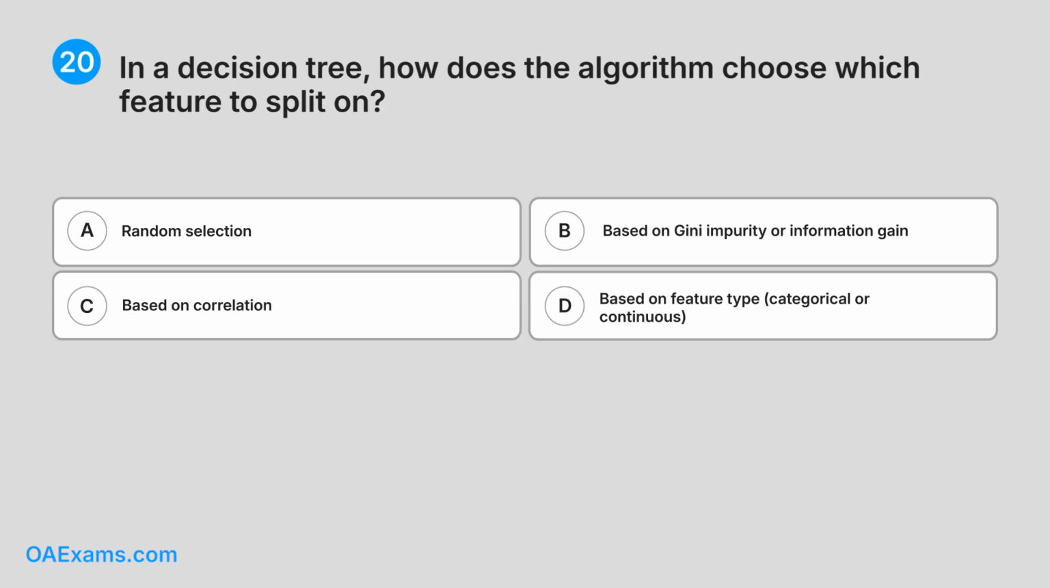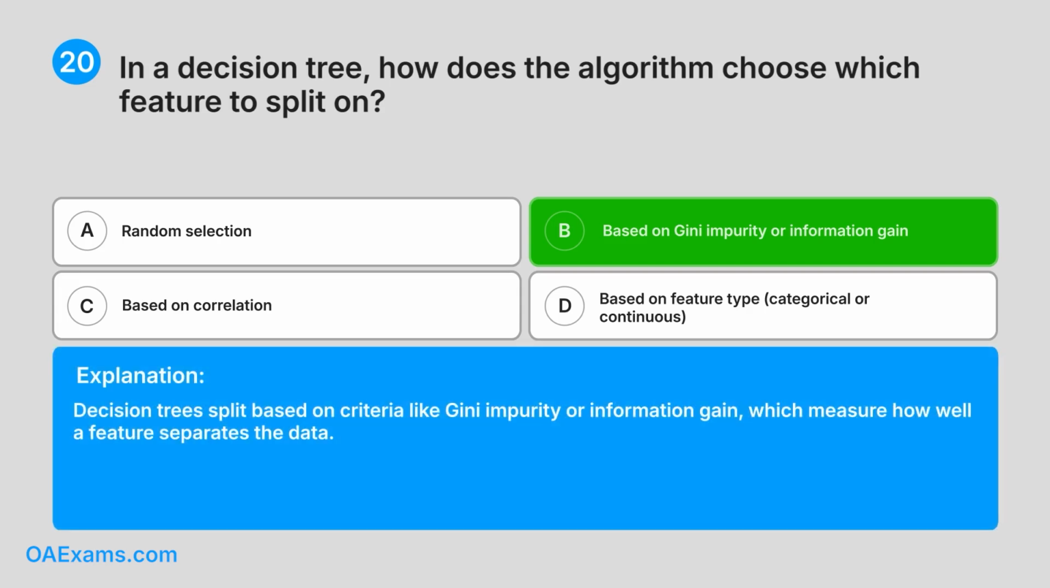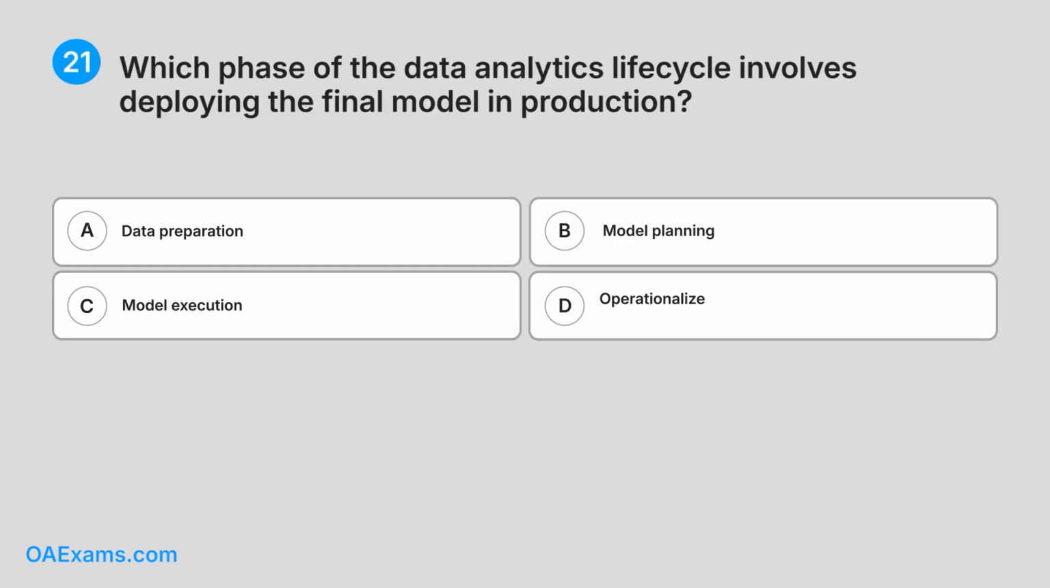Correct answer. B. Based on Gini impurity or information gain. Explanation. Decision trees split based on criteria like Gini impurity or information gain, which measure how well a feature separates the data. 21. Which phase of the data analytics lifecycle involves deploying the final model in production?